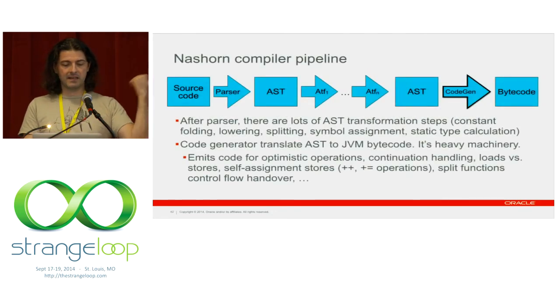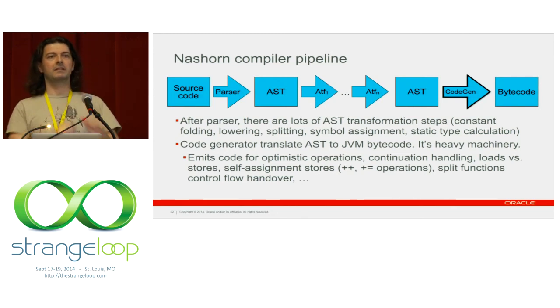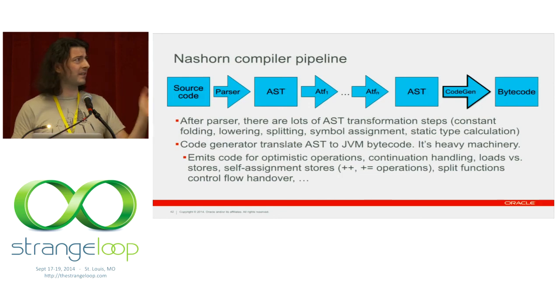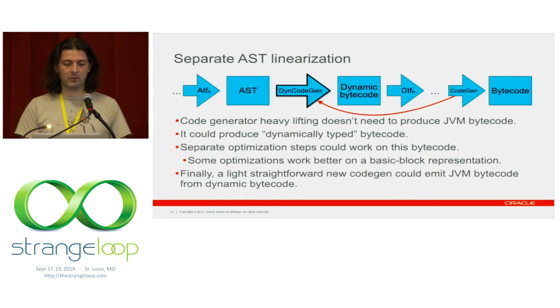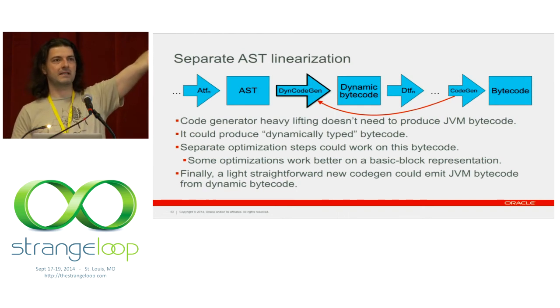Right now, this is Nashorn's compiler pipeline. The code gen at the right is like a more bold arrow, and it is where the heavy lifting right now happens. Code for optimistic operations, continuation handling, self-assignment stores, whatever. We do all of that there. But I'm not happy about it. What I want to do is move it into a previous phase of the compiler pipeline.